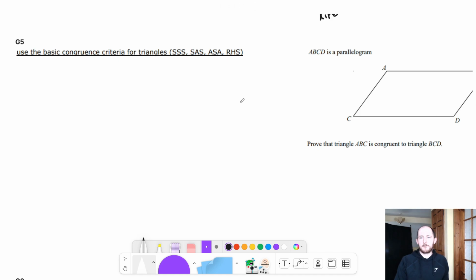congruence criteria. Cool. So congruence just means that they are completely identical. Now, of course, they could have been rotated around and stuff, or moved about, but all of the sides and angles are exactly the same. Again, I've got a lesson on this on the channel, so feel free to have a look at that if you're a bit unsure. Again, this is just meant to be a very brief overview.